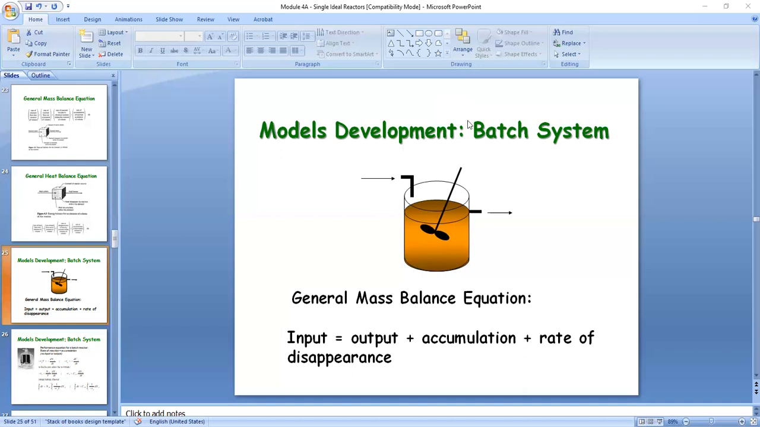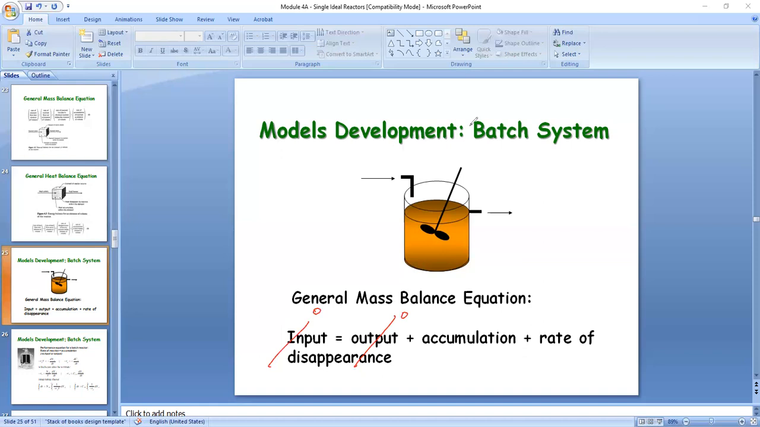In the case of the batch system, class, the terms that you can set to zero are the input and the output. We don't have input and we don't have output because this is not a continuous system. We don't put in continuously anything into your reactor. We don't take out anything from the reactor itself. So we don't have input and output for a batch system. What we have is the accumulation and the rate of disappearance. Those are the remaining terms for your batch system.